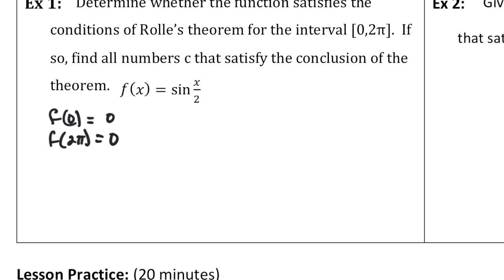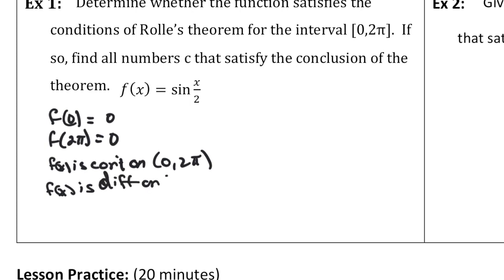Now, since we have a trig function, the sine of x over 2, we know that f(x) is continuous on 0 to 2π. We also know that f(x) is differentiable on 0 to 2π as well. As a matter of fact, f'(x) is equal to 1/2 cosine of x over 2. So we're going to use that to determine where our hypothesis is going to occur.